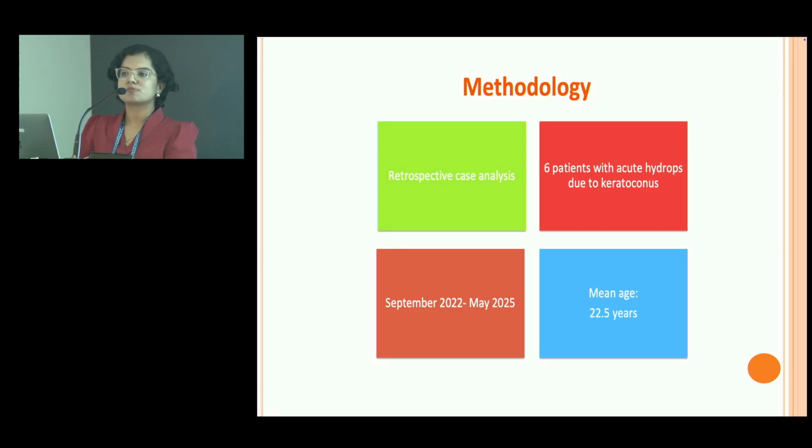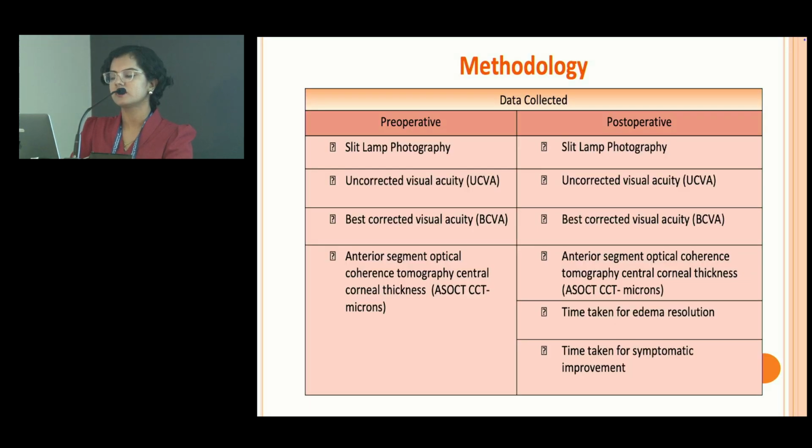Methodology. This was a retrospective case analysis, which included the electronic medical records of 6 patients who developed acute hydrops secondary to keratoconus and presented to our tertiary care center between September 2022 and May 2025. Preoperatively, the corneal edema was evaluated using slit lamp photography images, measuring the uncorrected and best corrected visual acuity of the patients, and the central corneal thickness in microns was measured using anterior segment optical coherence tomography.